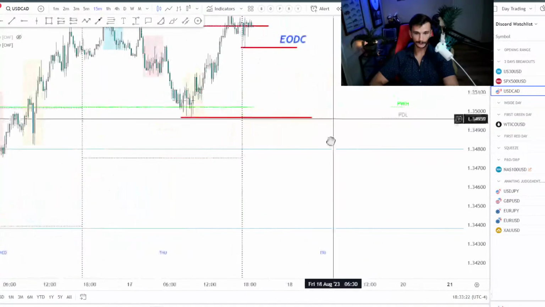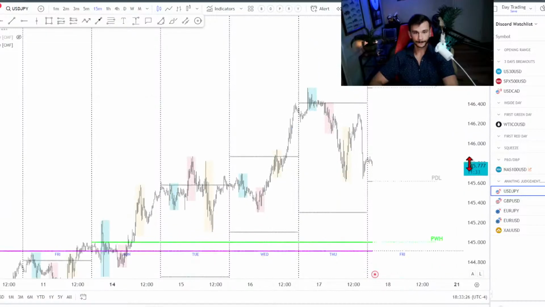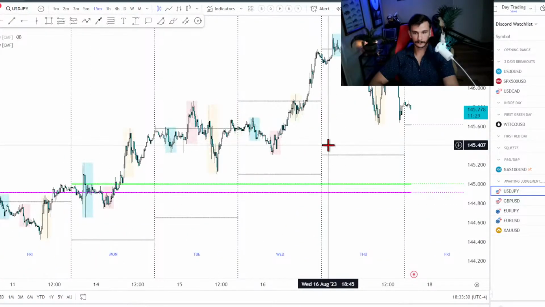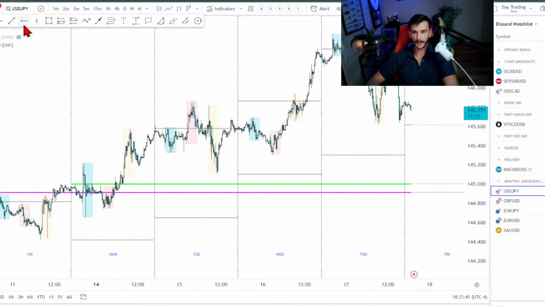Okay. Moving on. US dollar, Japanese yen. Man, the market just moves so efficiently. It never ceases to amaze me. And when you start noticing just how efficient it moves, you start thinking about the psychology of where people are getting into the markets and whatnot.